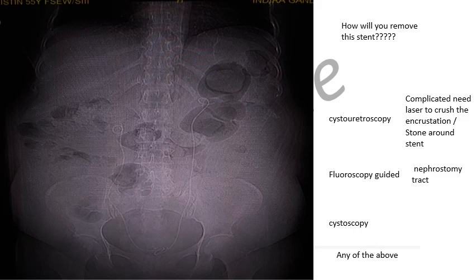You have the DJ stent here. Would you do a cysto-ureteroscopy? There is no need, because you can make out there is no stone and it doesn't look entangled. It is an overkill. Unnecessarily you will be entering the ureter. It needs a lot of expertise, it needs equipment and other things. So unless it's complicated, there is a stone there which you want to break using some ablation device, you will not need an ureteroscopy. Now, could it be fluoroscopy guided?